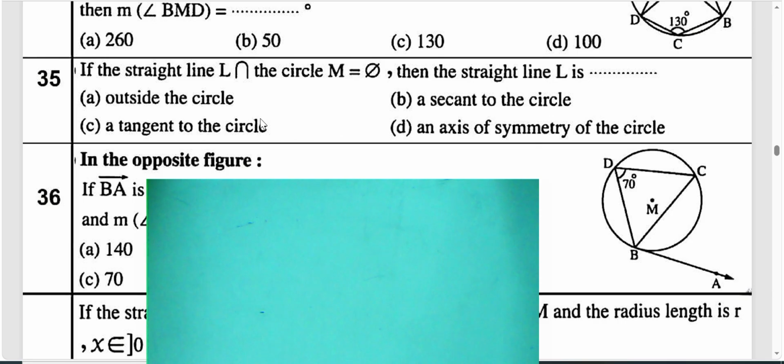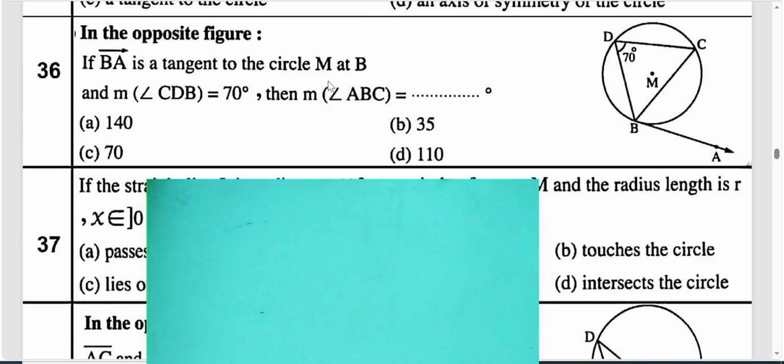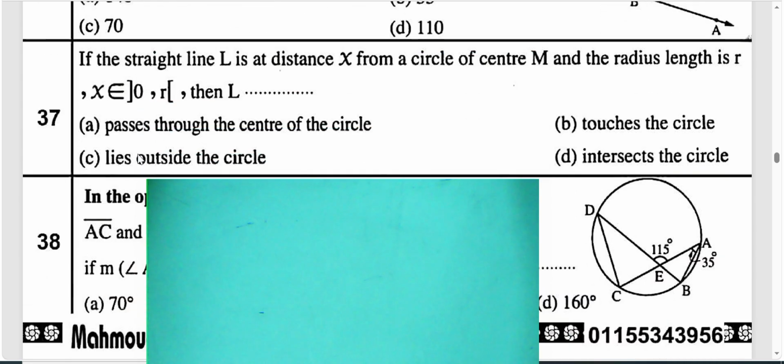Next question. In the opposite figure, he wants to find the measure of angle ABC. This angle we call the tangent angle, and the inscribed angle is 70. They are equivalent, the inscribed angle and the tangent angle, if they are drawn on the same arc. Then the measure of angle ABC will be 70 degrees also. Choose letter C.